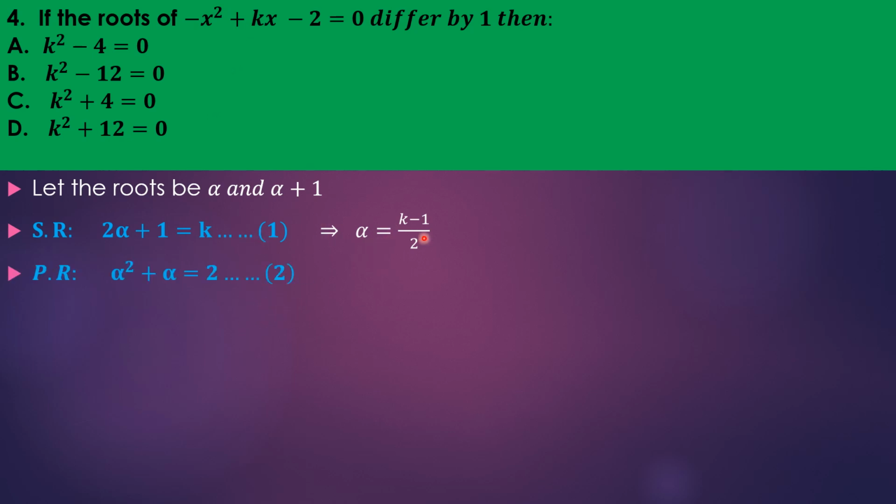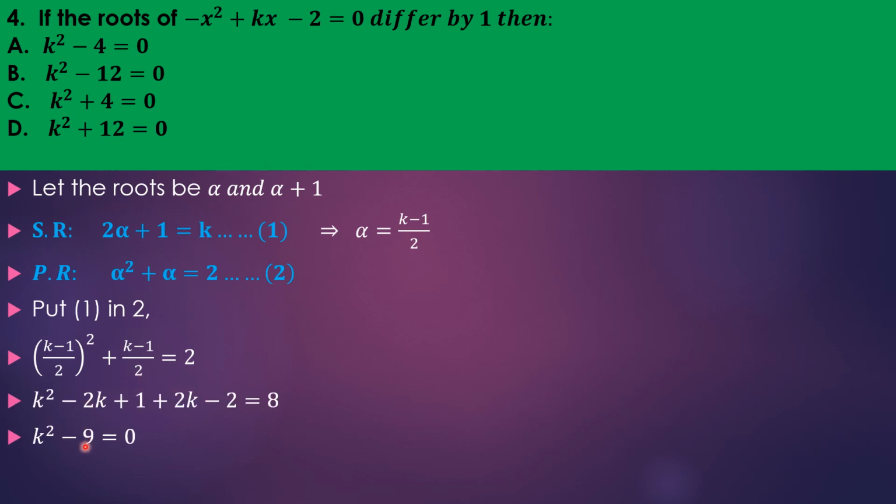So you can just go on and get alpha here. Alpha is actually (k minus 1) over 2, from this equation. The product of roots is these two multiplied, alpha into alpha plus 1, which gives us alpha squared plus alpha. But it's actually c over a, so our c here is -2, a is -1, so it equals 2. So we take this value of alpha and put it in here, so we have ((k minus 1) over 2) all squared, plus (k minus 1) over 2 equals 2.